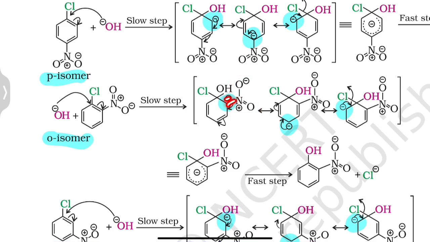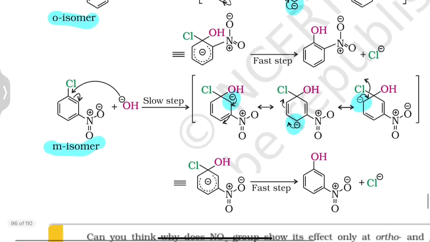because negative sign, single bond, negative sign, single bond and then double bond. So they will be in resonance. Therefore, the electron density is going to reduce. So even when it is present at the ortho position, it will reduce the electron density.